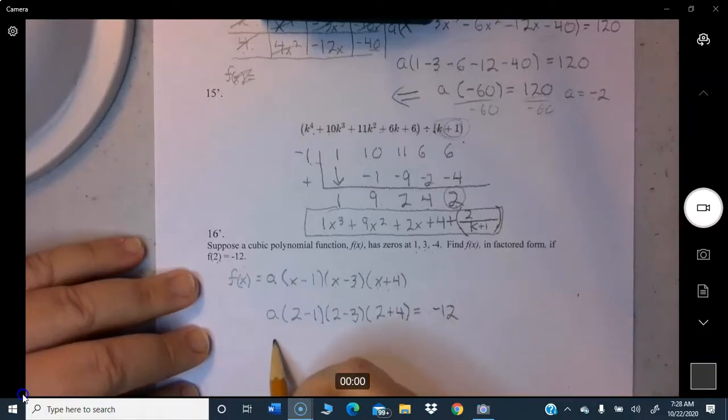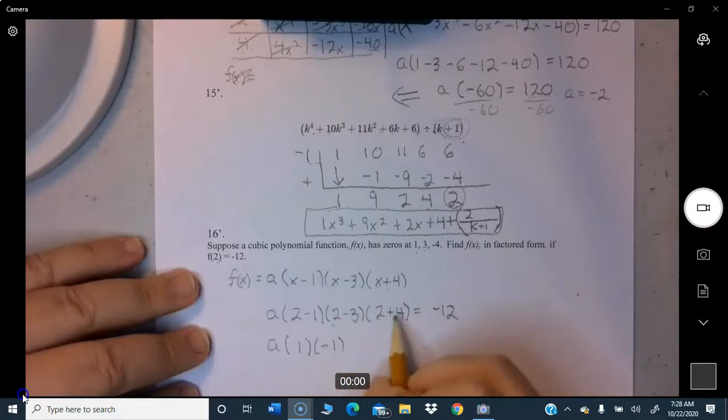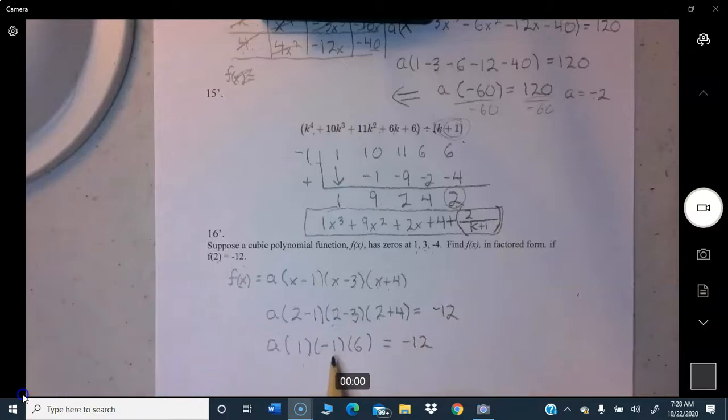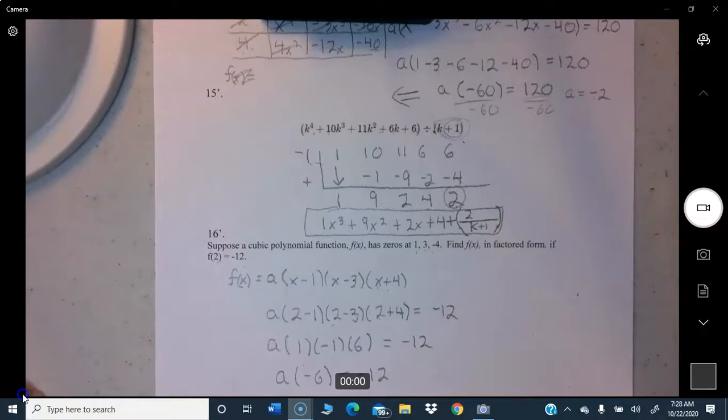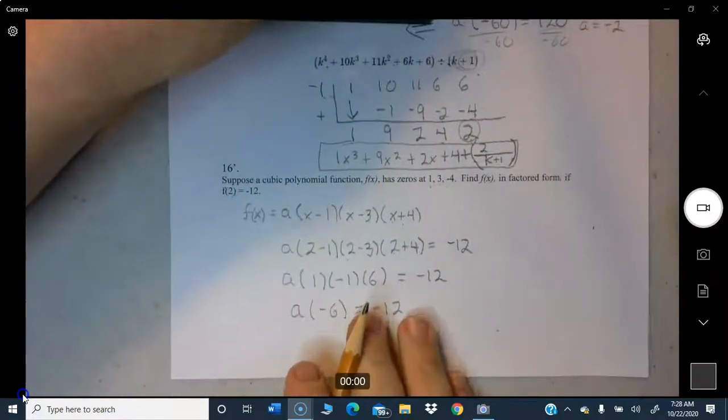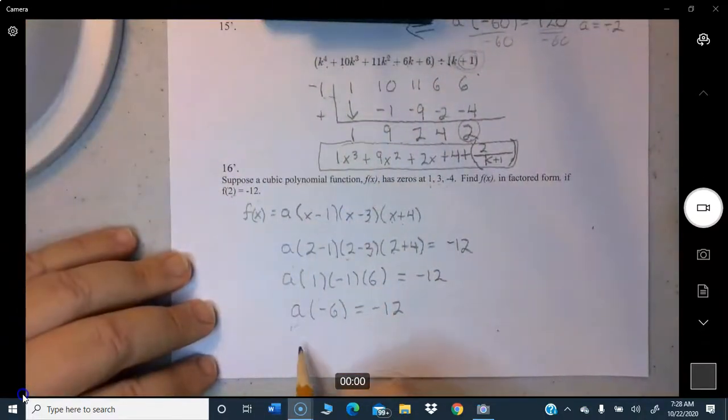So let's go ahead and do the math. So it's a times 2 minus 1 is 1. 2 minus 3 is -1. 2 plus 4 is 6. And that's going to equal -12. Okay, well 1 times -1 is -1, times 6 is -6. So I have a times -6 equals -12. And I think you all can just look at that and see that a is going to equal 2. So a equals 2. 2 times -6 will give you -12.